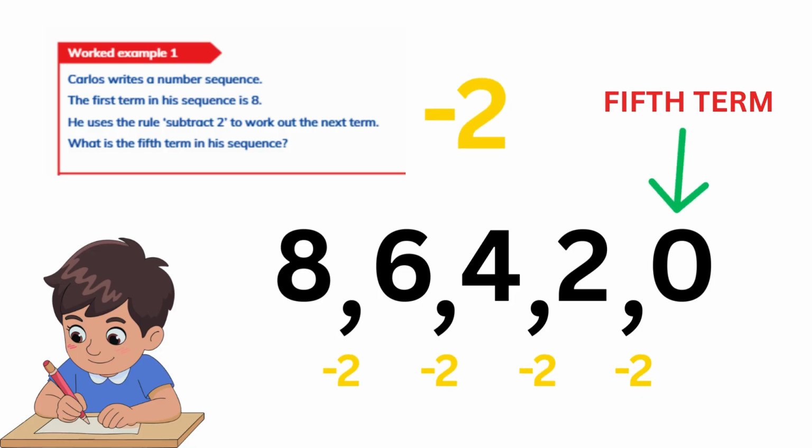Worked example 1. Let's look at our first worked example. Carlos writes a number sequence. The first term in his sequence is 8. He uses the rule subtract 2 to work out the next term. So, starting at 8, we subtract 2 each time. 8, 6, 4, 2, 0. The question asks, what is the fifth term? The fifth term is 0. So here the rule is clear. Subtract 2 each time. That's called the term-to-term rule.